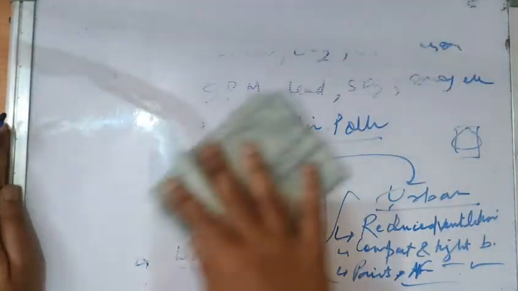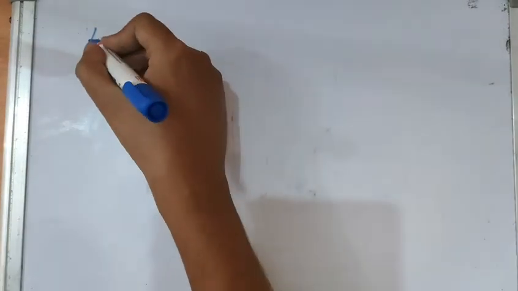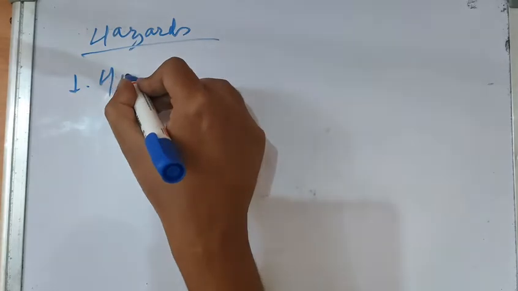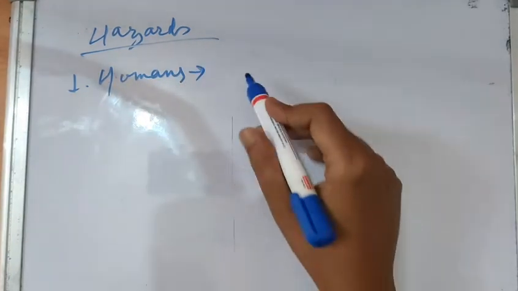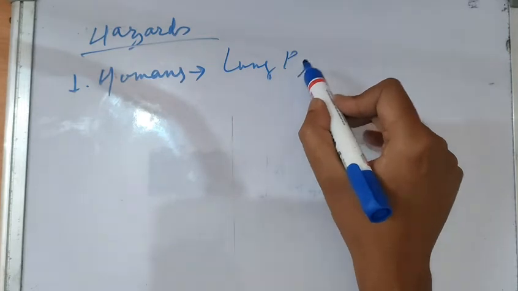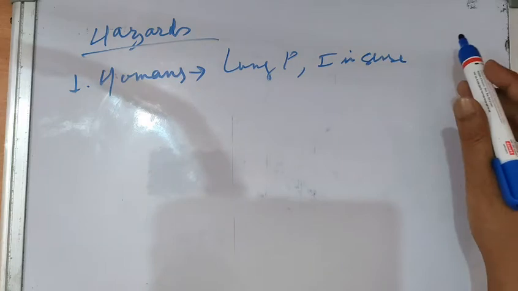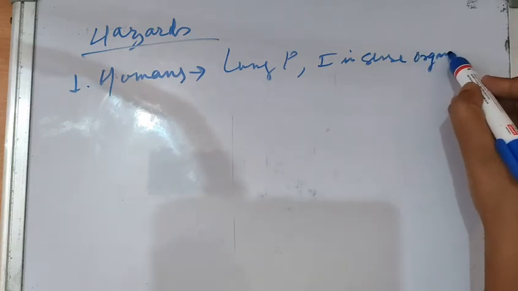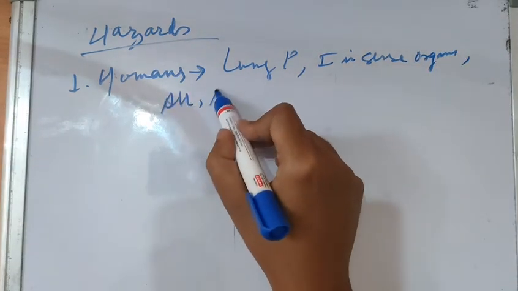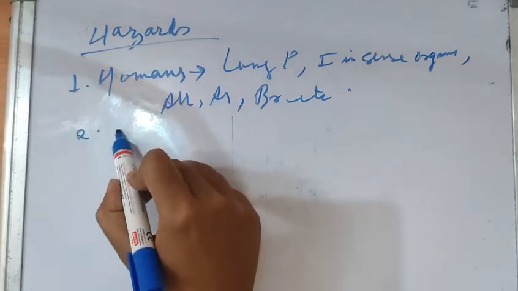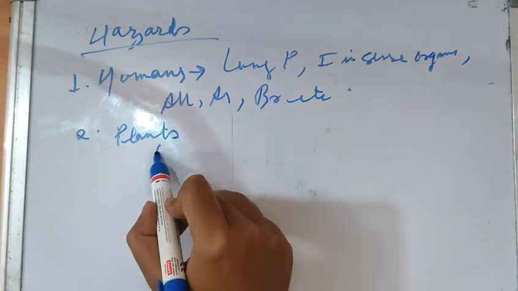Moving on to hazards. Hazards of air pollution. First of all, hazards to humans. How does air pollution impact humans? Lung problems, irritation in sense organs, for example eyes, nose, allergy, asthma, bronchitis, etc.